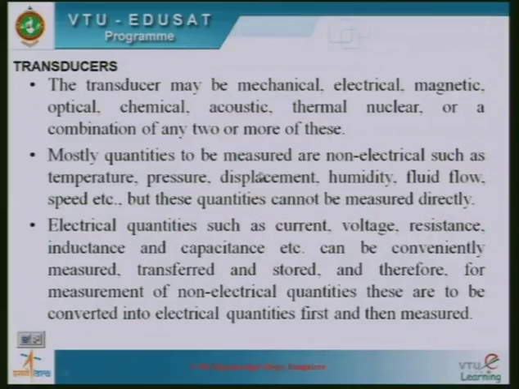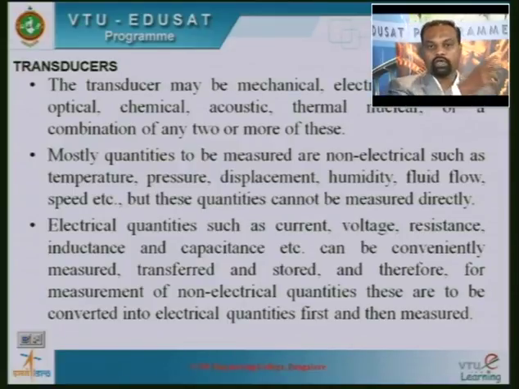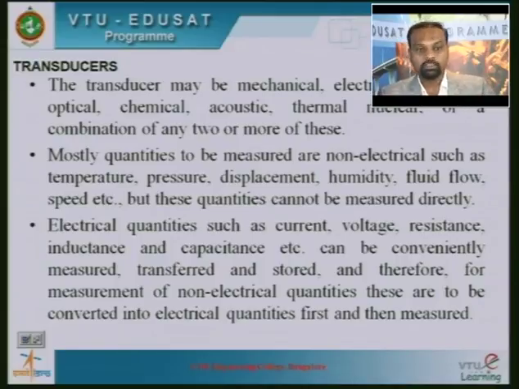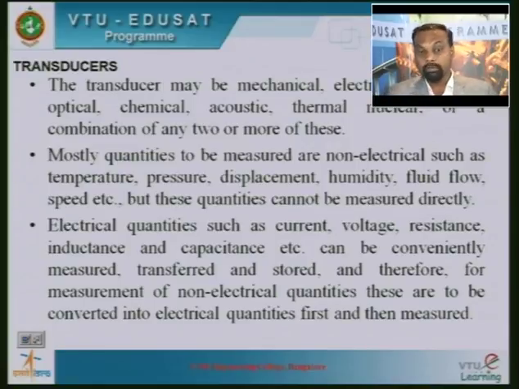Mostly the quantities to be measured are non-electrical, and these are temperature, pressure, displacement, humidity, fluid flow, speed. So the non-electrical quantities are temperature, pressure, displacement, the amount of humidity available in this room, the rate at which fluid is flowing in your body, the speed; all these are non-electrical parameters. Quantities such as current, voltage, resistance, inductance and capacitance are all electrical parameters. So you can capture the non-electrical parameters, and you can also capture the electrical parameters, using a transducer. You can measure them.